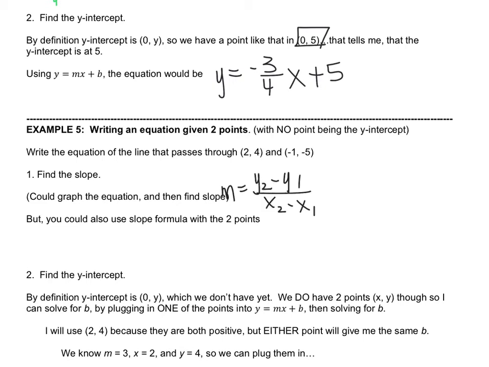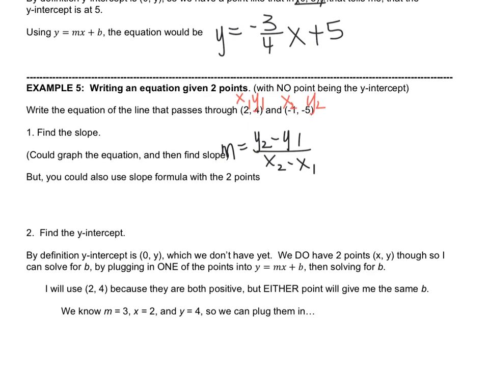So let's label x1, y1, x2, y2. Let's plug in. Negative 5 minus 4 over negative 1 minus 2. That gives me negative 9 over negative 3, which reduces to the whole number, positive 3. So the slope is m equals positive 3. But now here's the thing. Neither of these is the y-intercept. So you're like, how do I figure that out?